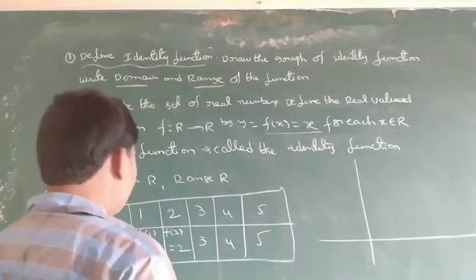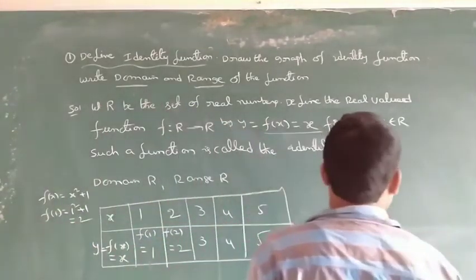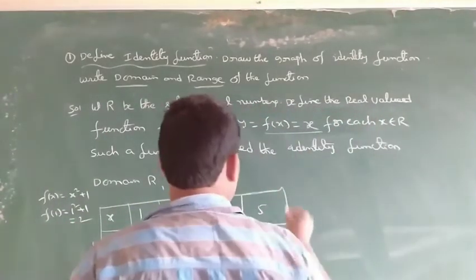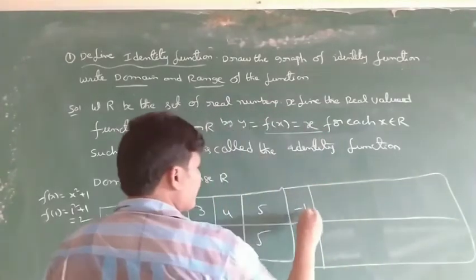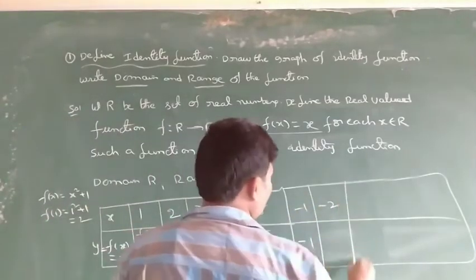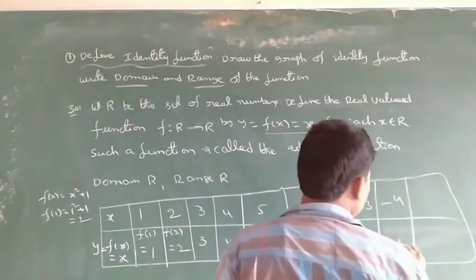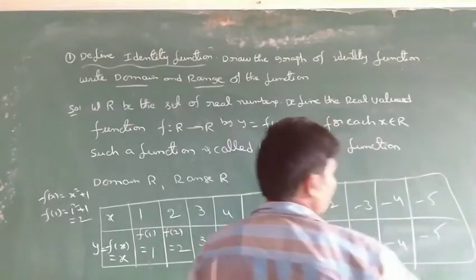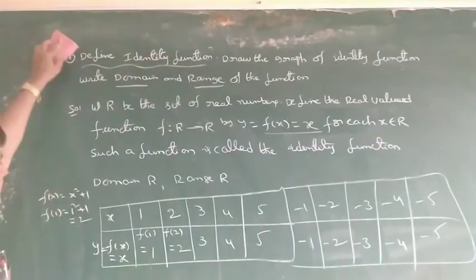Negative values also. So minus 1, f of minus 1 is equal to minus 1; minus 2, minus 2; minus 3, minus 3; minus 4, minus 4; minus 5, minus 5. This is the table. Next, the graph.